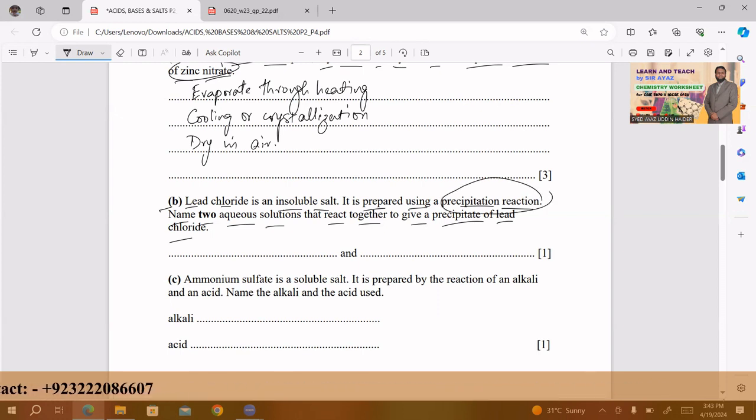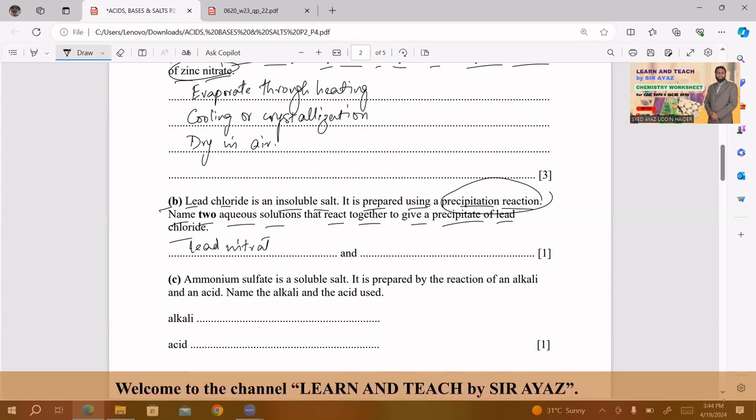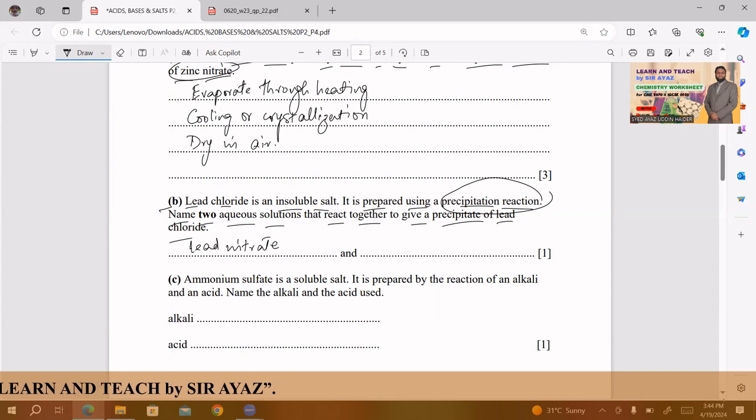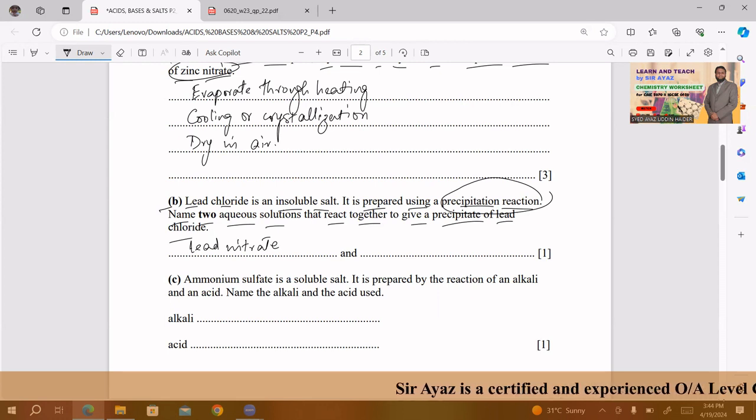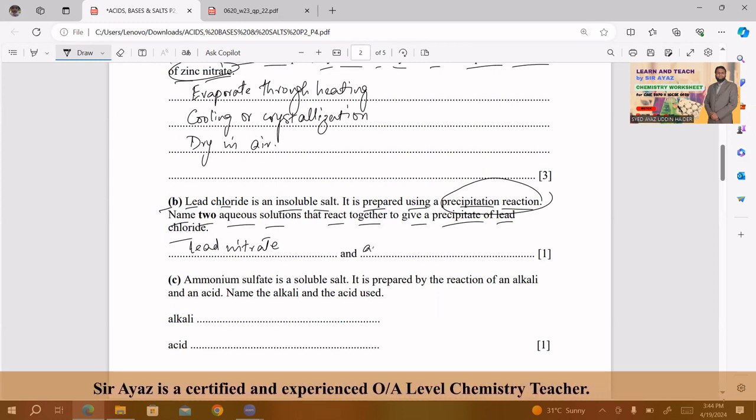You have to start with 2 soluble salt solutions. We must have a soluble salt of lead. In this case, it can be lead nitrate. Because lead sulfate is not soluble, you can't take lead sulfate. Now, you want to make chloride, so you can take any soluble chloride.